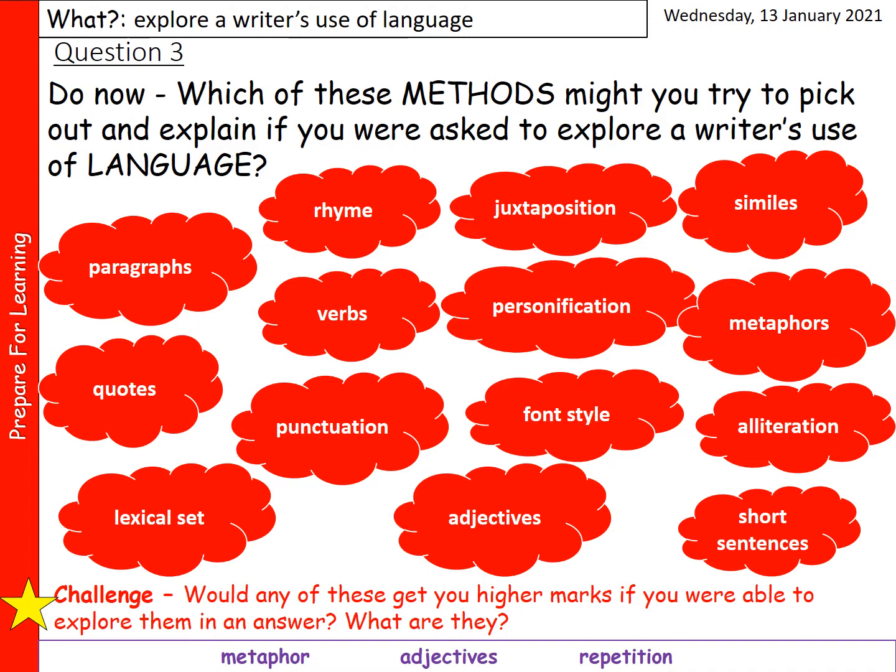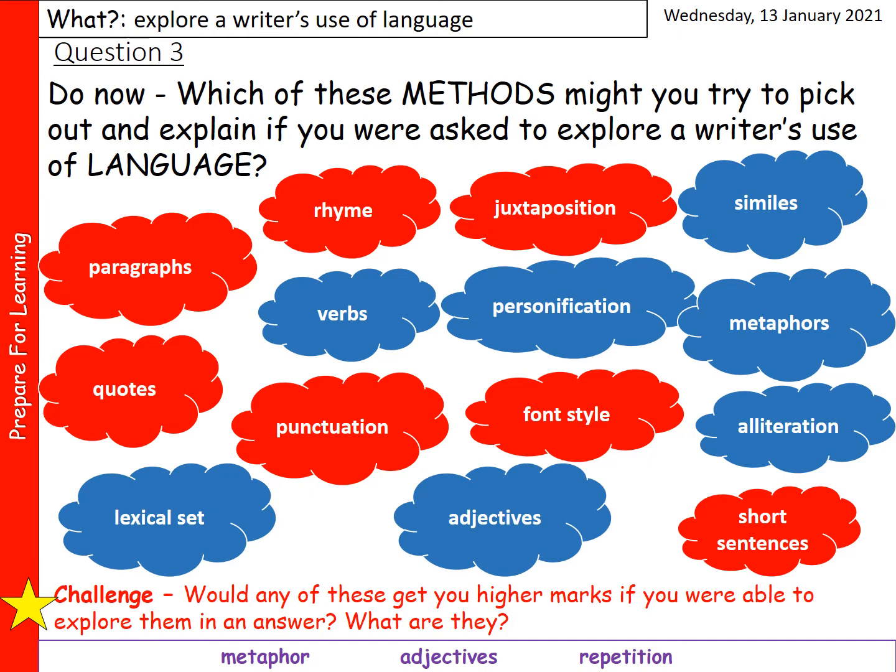Okay, so we'll just go through some of the actual language devices on the slide here. Short sentence and juxtaposition are kind of a mix between language and structure. They could be used to explore either, really, but you could certainly think about them when approaching this question because they are sort of part of language anyway. For other language devices you could have verbs, similes, metaphors, alliteration, personification, adjectives, and lexical set.